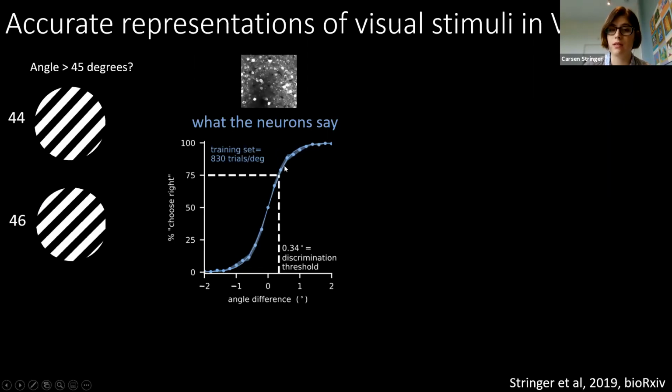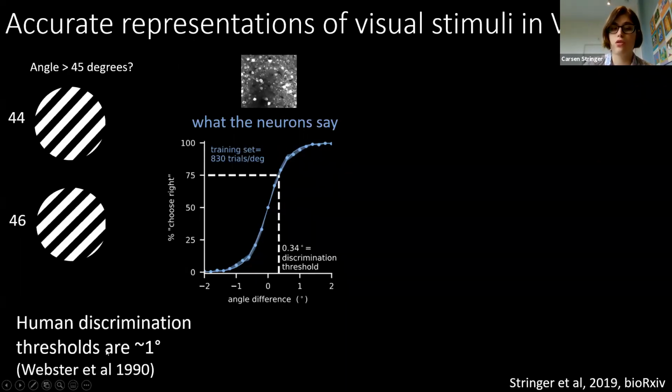If we ask the neurons to do this, we get a discrimination threshold around 0.34 degrees, which means 75% of the time we can decode from the neurons that 45.3 degrees is greater than 45 degrees. This is a very small difference. You might have a hard time doing this discrimination yourself, and indeed it is very small compared to how well humans can do. If humans are trained on this same exact task, their discrimination thresholds are around 1 degree. So from the mouse brain, we can decode better than humans can perform on these sorts of tasks.